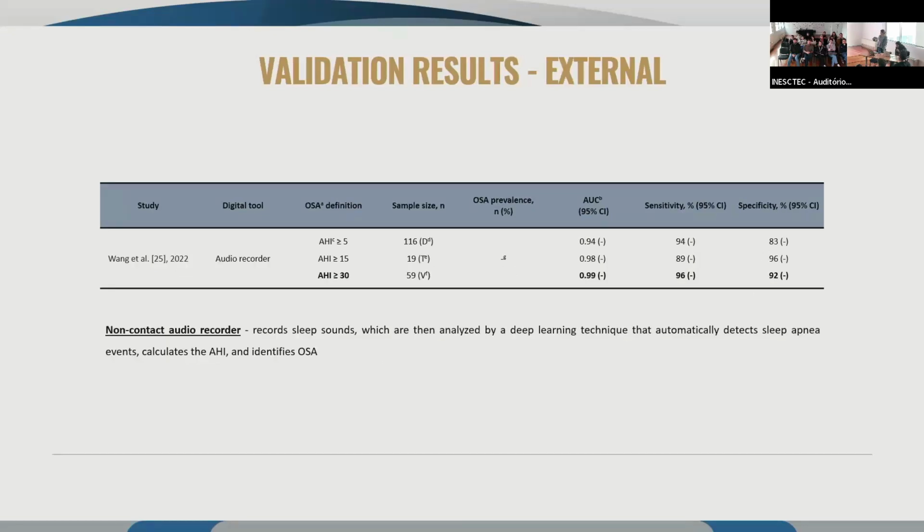And then regarding the external results, it was a simple device, an audio recorder, a normal recorder, also for the higher severity level, so above 30. As you can see, it did not report OSA prevalence, and it reached 99%, 96%, and 92%. Basically, it records your sound when you are sleeping, and then an algorithm will detect the events, and then you will have the result if you have the disease.